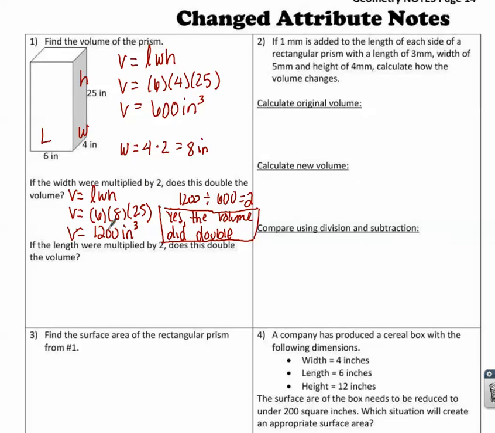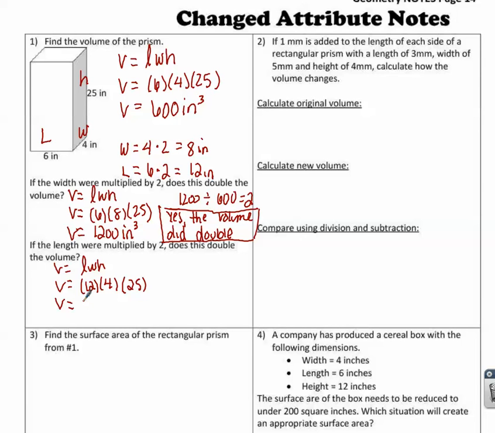So now let's look at if the length was multiplied by 2. So let's go back to our original width of 4. Our length is 6. If we double that or multiply it by 2, we get 12 inches. So let's perform the volume of a rectangular prism with our new length of 12, our original width of 4, and our height of 25.